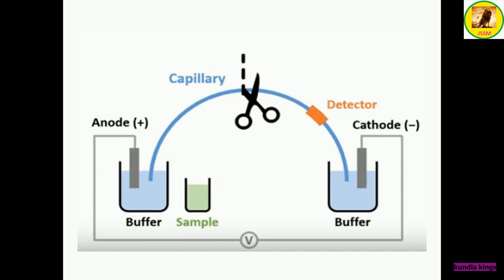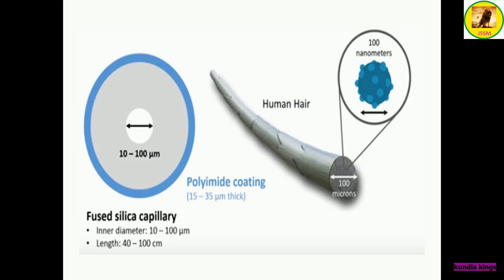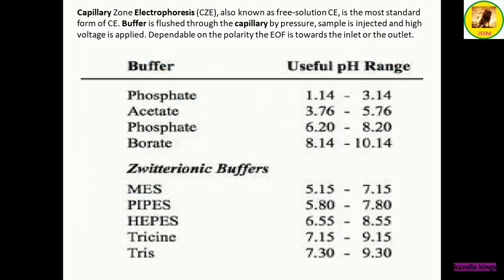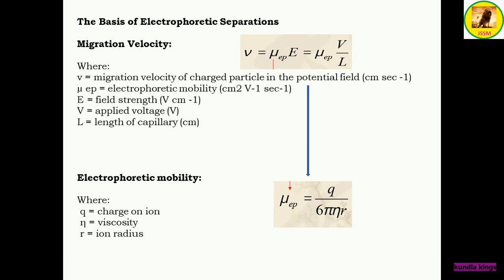The instrument consists of two buffer reservoirs, sample, anode and cathode, detector, and capillary. The capillary is a fused silica capillary, inner diameter 10 to 100 micrometers, length 40 to 100 centimeters. The capillary has a polymer coating. Example, human hair. In capillary electrophoresis, which buffers are used, and in what pH range? Glycine, phosphate, acetate, borate, etc. These are the formulas for the basis of electrophoretic separation, migration velocity and electrophoretic mobility.